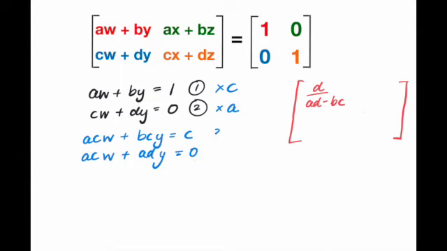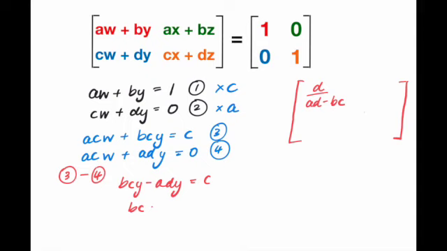We'll subtract equation 4 from equation 3, and that means that the W's will be eliminated, and we'll get BCY minus ADY is equal to C. We'll factorise out the Y, so we get Y outside of BC minus AD is equal to C, and then we'll divide both sides by BC minus AD.